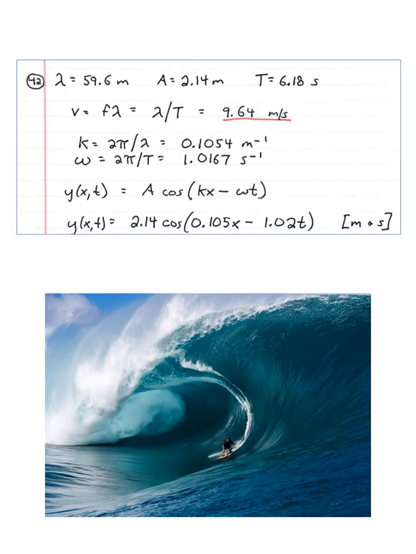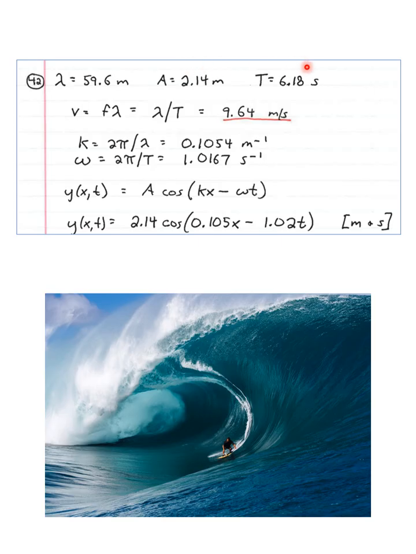Number 42. A surfer paddles out beyond the breaking surf to where waves are sinusoidal in shape, unlike the one shown on this picture, with crests 59.6 meters apart. The surfer bobs a vertical distance of 4.28 meters, taking 3.09 seconds to go from trough to crest. Find the wave speed and describe the wave using equation 14.3. All right, I've listed out the given information. There's lambda, there's amplitude.